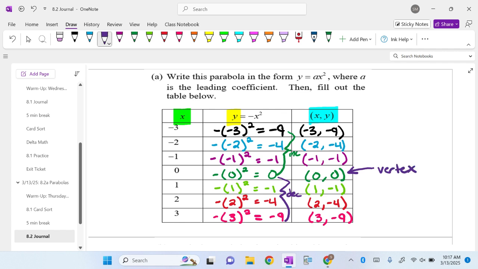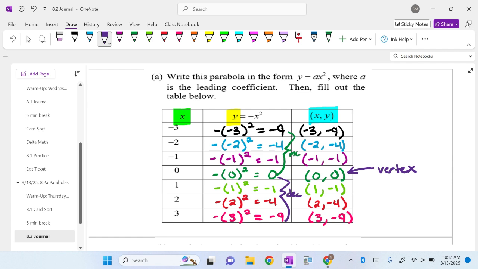Now, let's do some predictions here. Do you think this vertex is going to be the maximum or the minimum? And why do you think that? So I'll give you a hint. Look at the y value specifically. Maximum. Why? The y values are negative. That's part of it, but why is it absolutely a maximum?